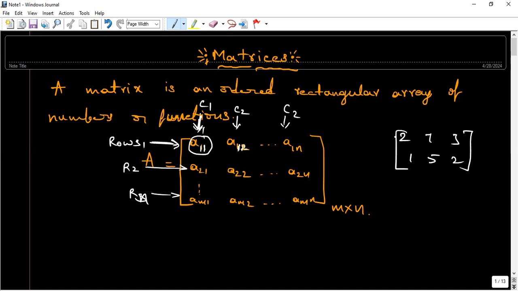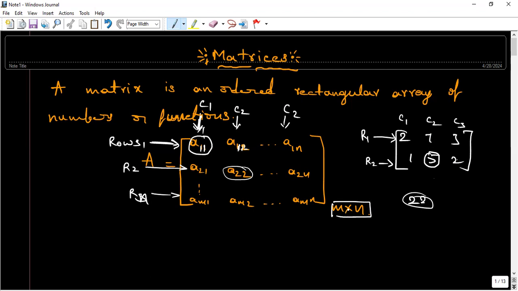You can observe here. This is row 1. This is row 2. This is column 1, this is column 2, this is column 3. What is the position of that one? Second row, second column. We will call it A22. This is second row, third column. That's why this number is very important. 2, 1.